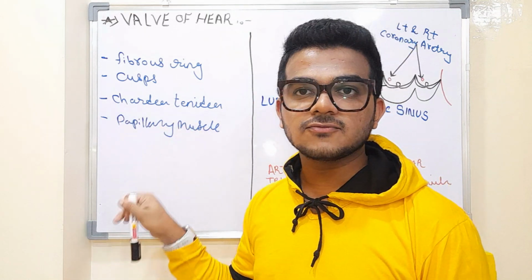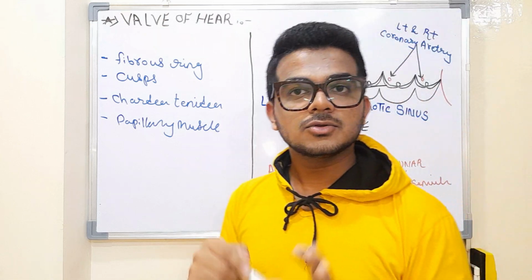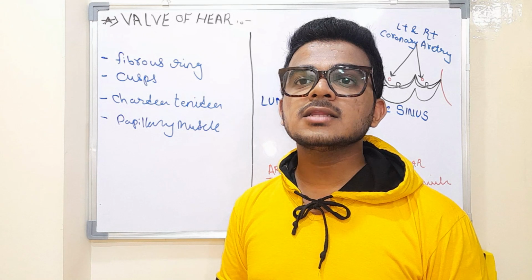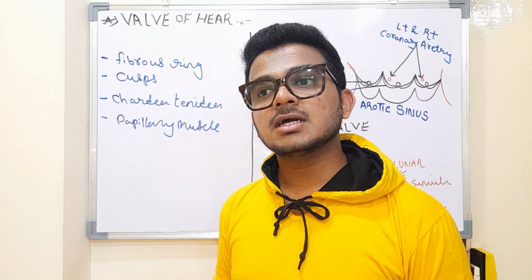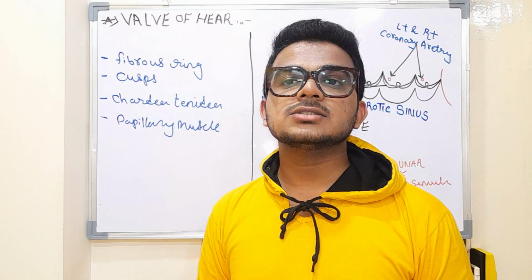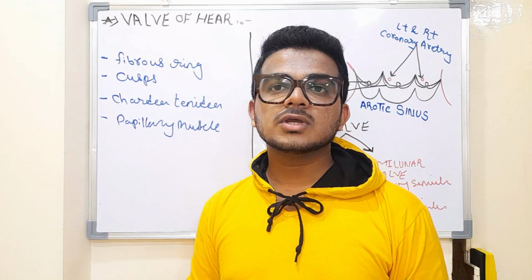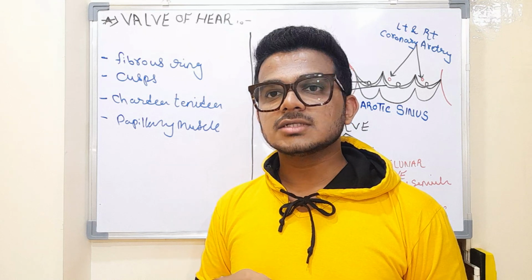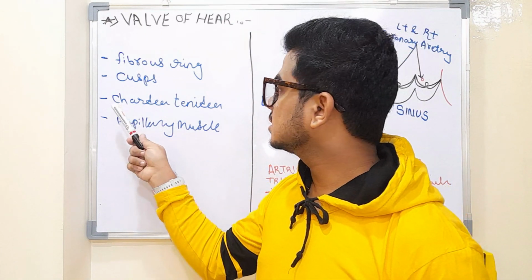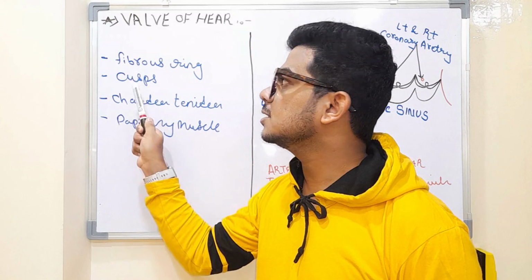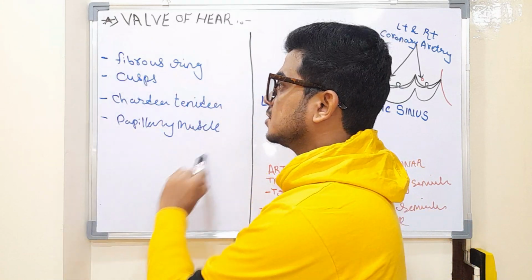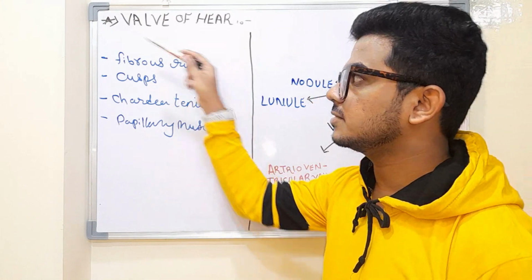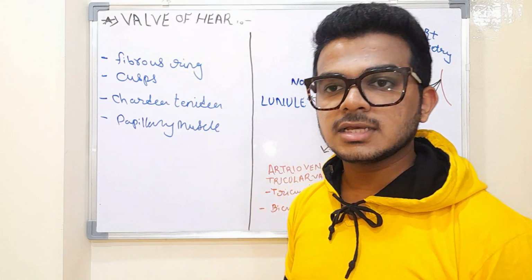If this function fails, closure of the valve is not proper, and there is backflow of blood in the body, and a medical condition occurs in the valve. At that time, valve replacement surgery is done by the cardiac surgeon. So that is the main function of the chordae tendineae, papillary muscles, cups and fibrous ring. These four structures form the valve of the heart. So these are the four points you have to write if it is asked in the examination.